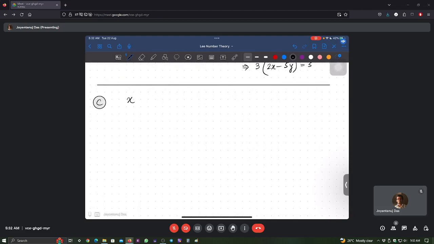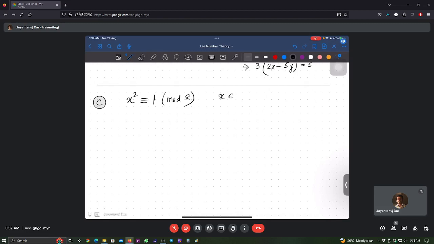So part C is x square is congruent to 1 modulo 8. So to find solutions to that, let's start with the GCD. Yes, but GCD will not work here because it is not a linear equation. It is a quadratic, right?